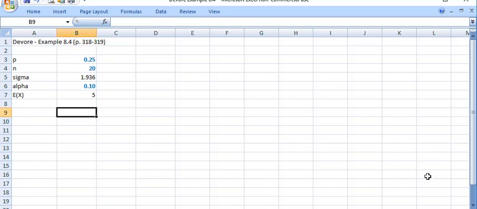Let's take a look at how alpha and beta risk work out when we're dealing with a more discrete probabilistic function, not a continuous function like under the normal curve. So for this, I want to use an example from our Devore text. This is example 8.4 from pages 318 and 319 if you want to follow along.